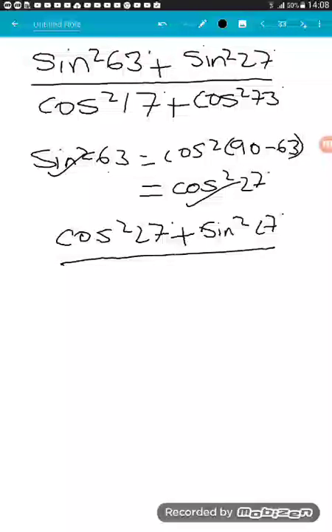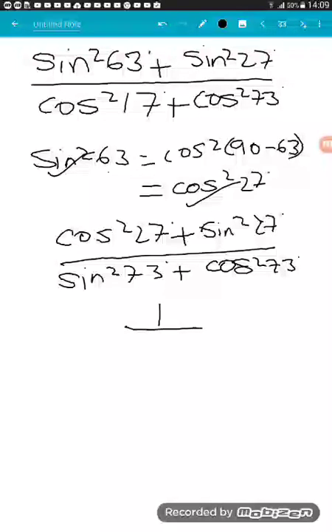and in the same way, for the bottom, instead of cos square 17 we will change it into sin square 73. So sin square 73 degree plus cos square 73 degree. Now cos square A plus sin square A is nothing but 1. In the same way, cos square 27 plus sin square 27 is equal to 1, and sin square 73 plus cos square 73 is also 1. So 1 by 1 equals 1. So we found the value as 1.